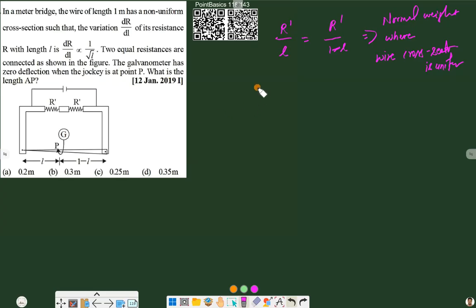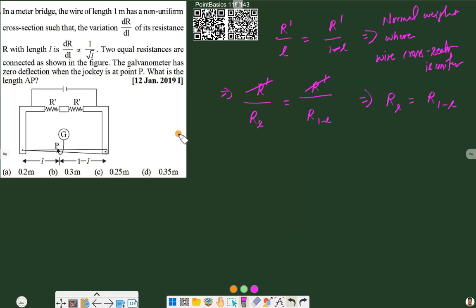So what we will have is R dash divided by the resistance up to length L is equal to R dash divided by the resistance of the remaining part, 1 minus L. So R dash gets cancelled from both sides, and from this, the resistance up to length L should be equal to the resistance of the remaining part. This is the relation we have.